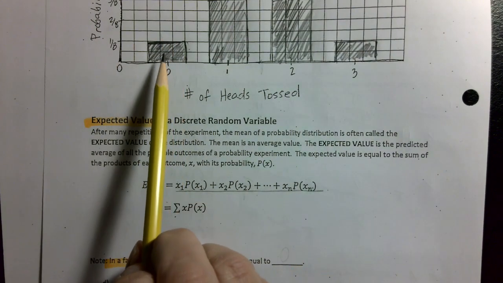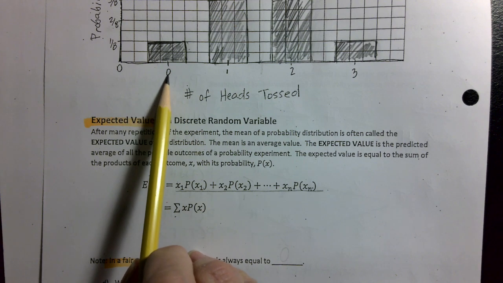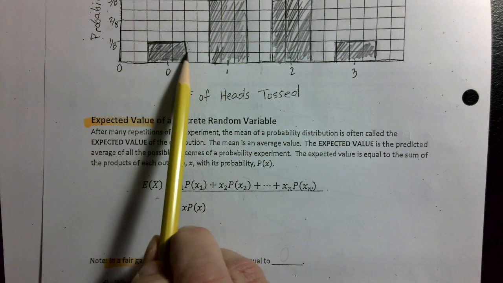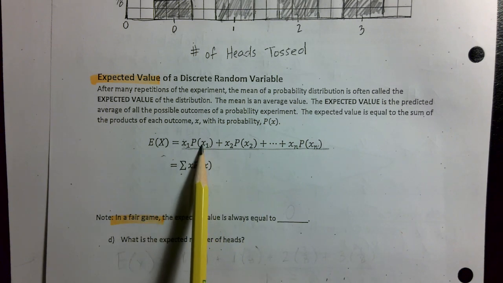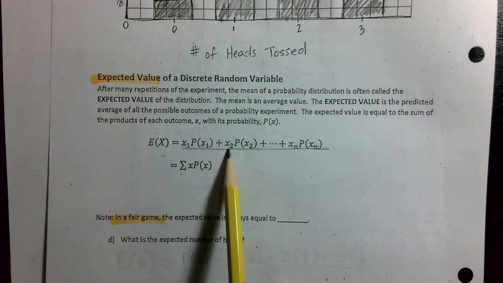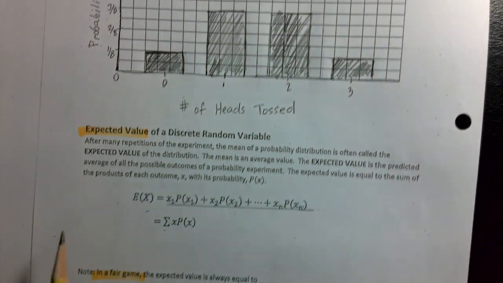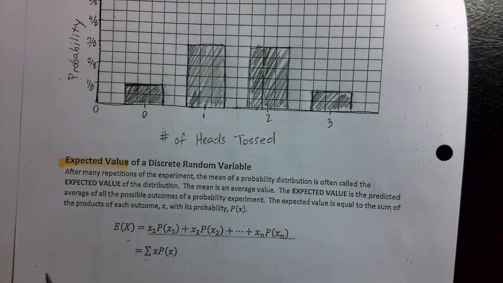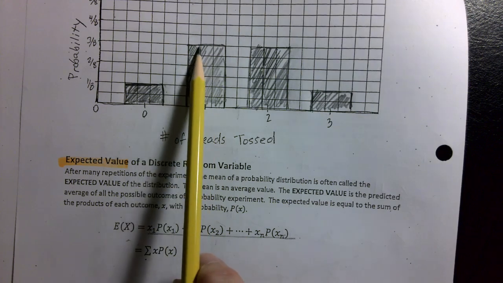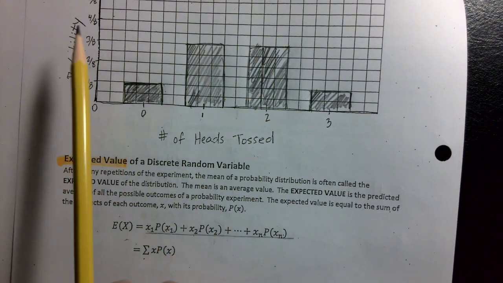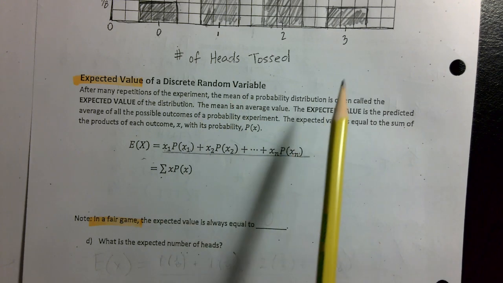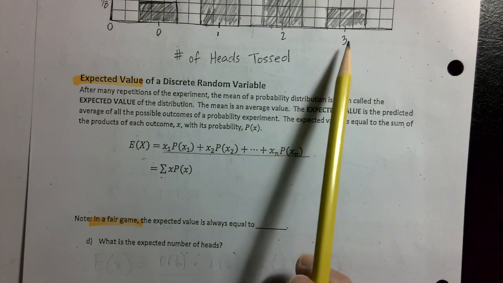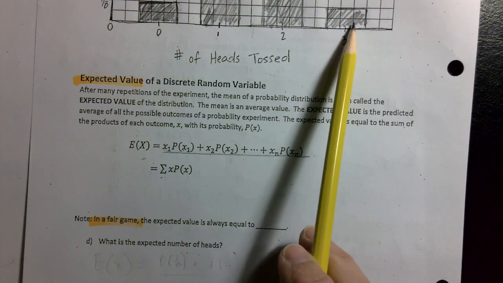So if the probability of flipping 0 heads in 3 flips of coins is only 1/8, then we would multiply the outcome of 0 by 1/8, and it wouldn't have as big of an impact as the outcome of flipping 1 or even 2 heads in 3 coins, because the probability of flipping 1 or 2 is higher, 3/8. And we would keep going until we got to our last outcome, which was 3, and we would multiply it by its corresponding probability, which is lower.